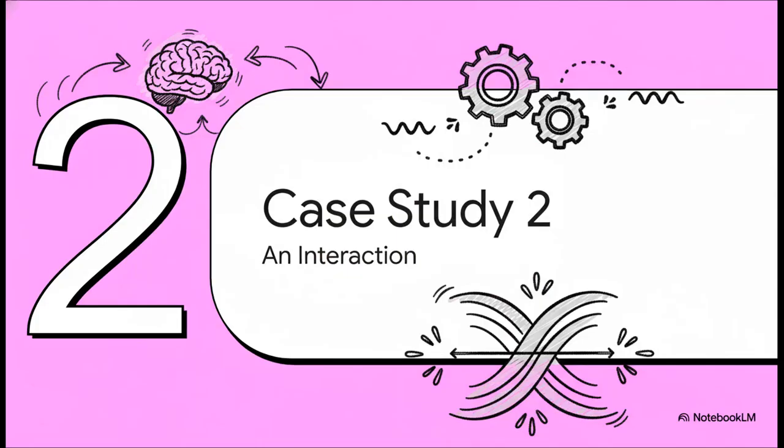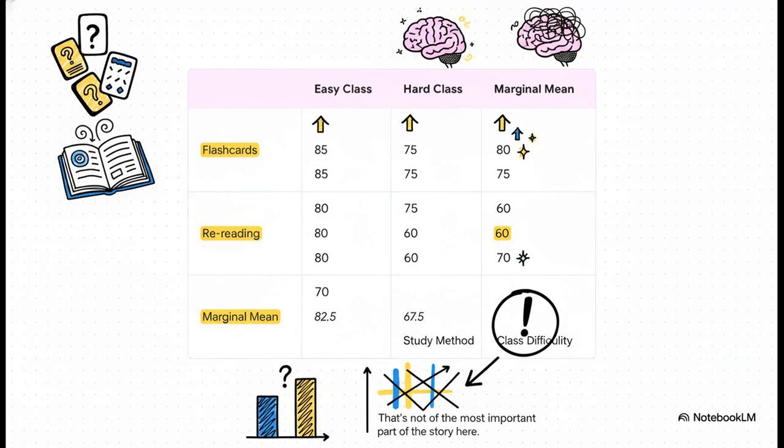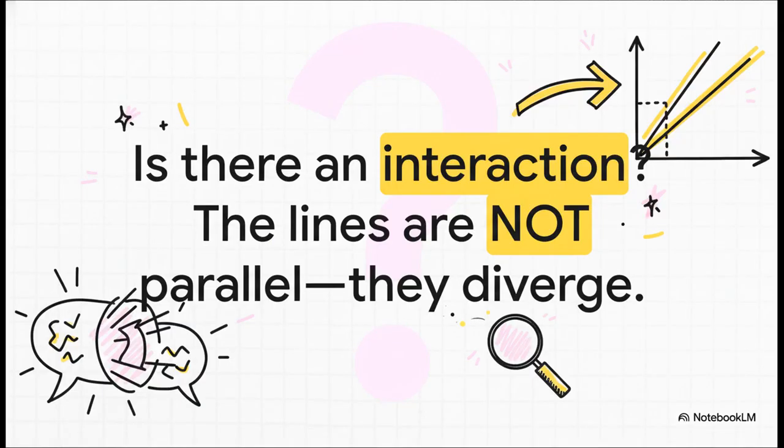Okay, so that was the nice, simple case. Pretty easy, right? But what happens when the story gets a little more complex? Let's run our 3-point scan on a brand new study, one where the variables actually do influence each other. So this time, we're looking at how study method, flashcards versus just rereading, and class difficulty, easy versus hard, affect your exam scores. Now, spoiler alert, if we were to run the first 2 checks, we'd find main effects for both. But honestly, that's not the most important part of the story here, not by a long shot. So let's just jump right to the interesting part.